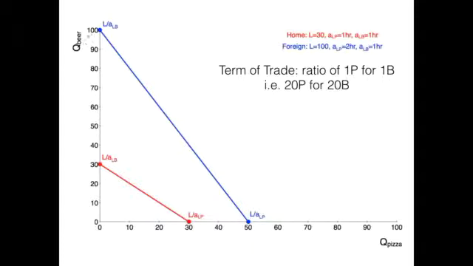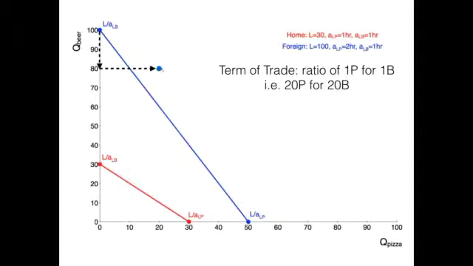So if we look at the foreign country, they are going to be producing 100 beers. That's what they're going to specialize in. That's what they have the comparative advantage in. And they're going to take 20 beers of those 100 they produced and ship them to the home country and get 20 pizzas in exchange for that. So they're going to be left with 80 beers, and they're going to receive 20 pizzas in exchange.